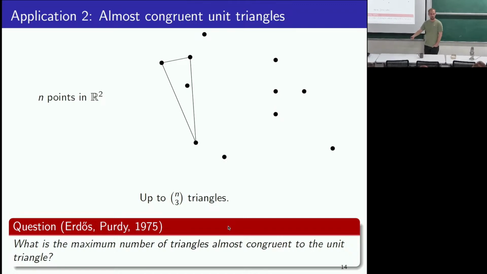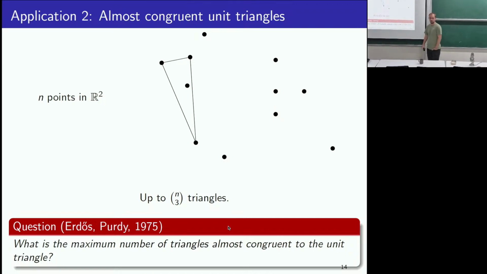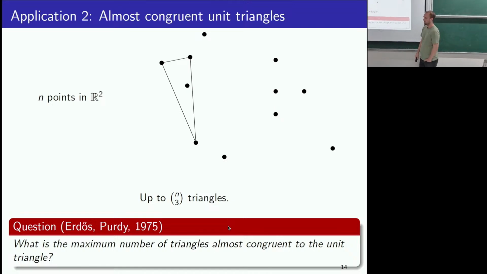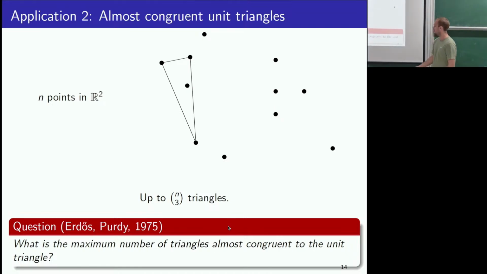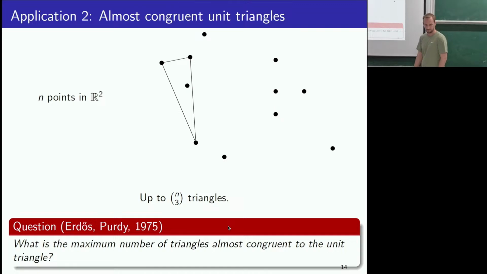And sometimes when you read a particular question by Erdős, your first task is to decipher what it actually means. So that's what we're going to do first. I need to explain to you what are almost congruent triangles and what is the unit triangle.